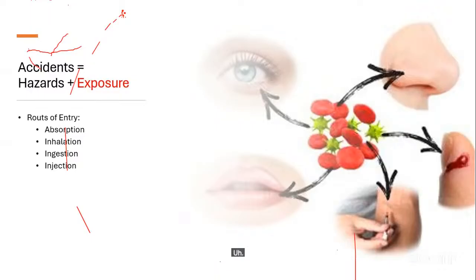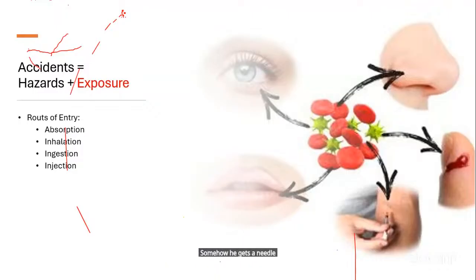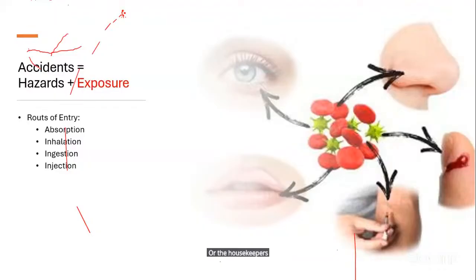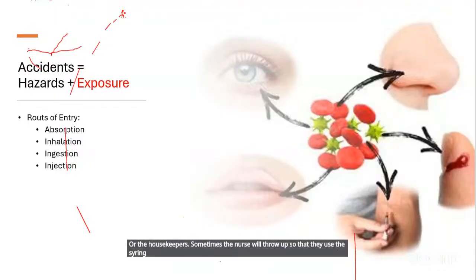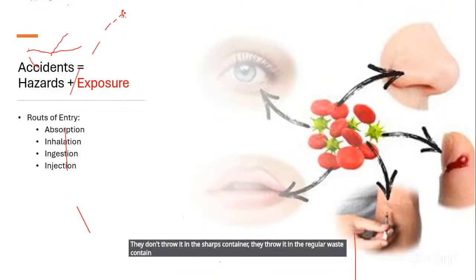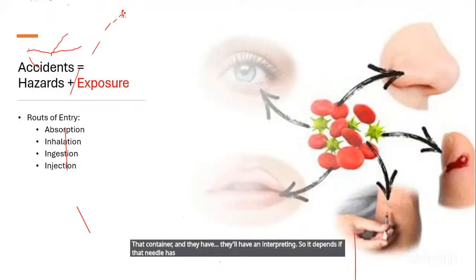Or injection. Usually injection, for the most part, is unintentional. Someone's dealing with chemicals. Somehow he gets a needle prick and it gets into their body. And that happens a lot with the nurses when they're extracting blood from a patient, they have a needle prick. Or the housekeepers. Sometimes the nurse, after they use the syringe or the needle, doesn't throw it in the sharps container, they throw it in the regular waste container. So the housekeeper comes trying to pick that container and they will have a needle prick. So it depends if that needle has hepatitis B virus or hepatitis C or other illness, they get infected.